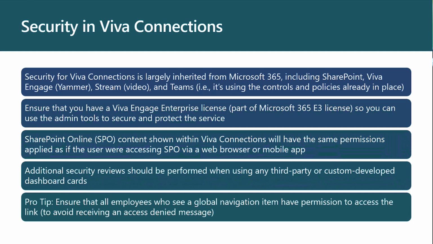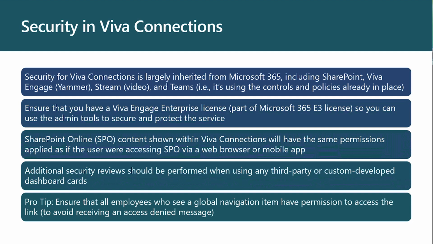Now, if you're building a completely brand new SharePoint Online environment, then you'll have to do a little bit more work. But generally speaking, if you've got SharePoint Online already, if you're using Viva Engage and Teams, you've already gone through that process of determining what your security requirements are, how it's configured, your roles, your processes, and all of that is going to be leveraged in Viva Connections.